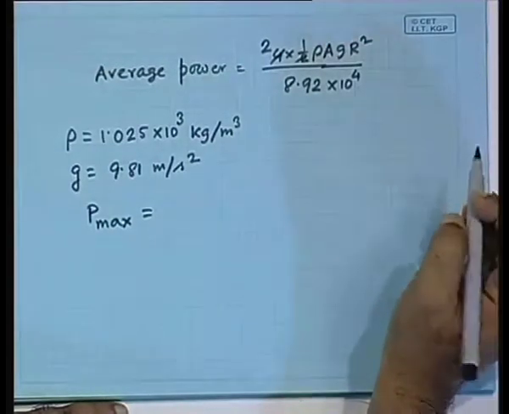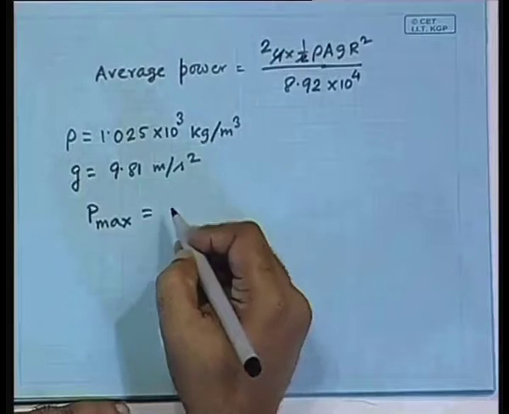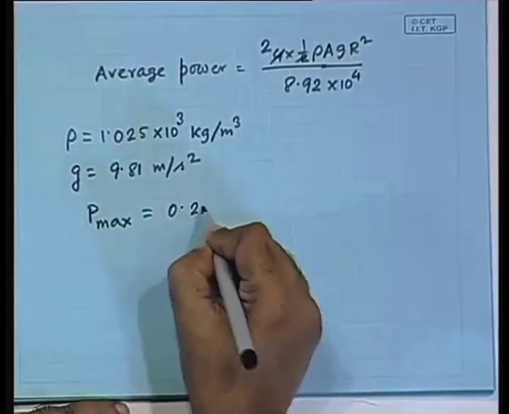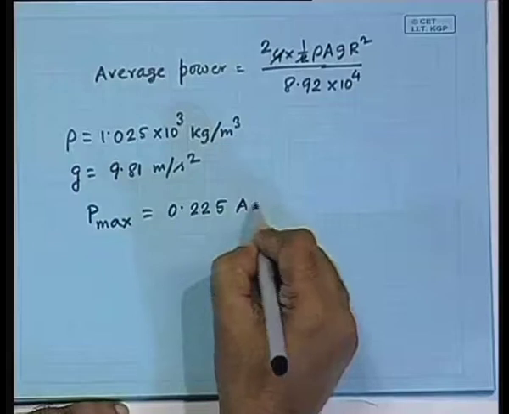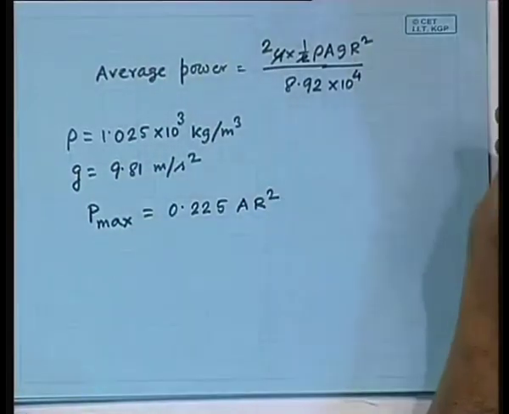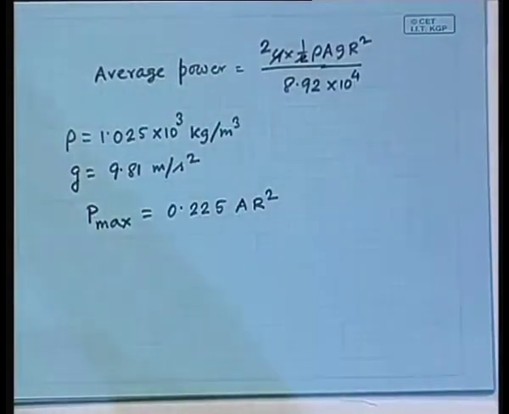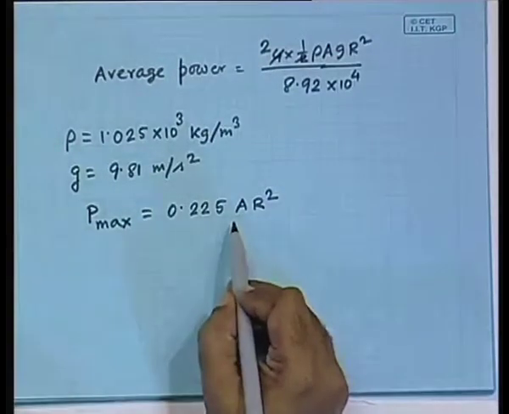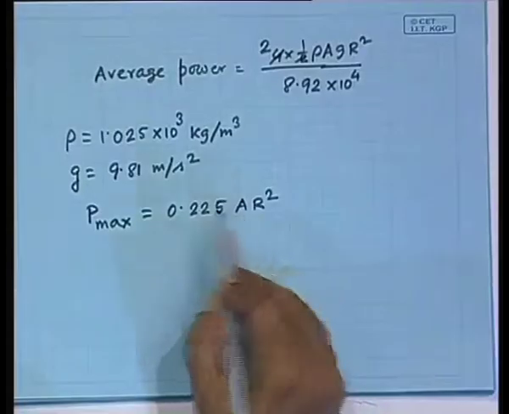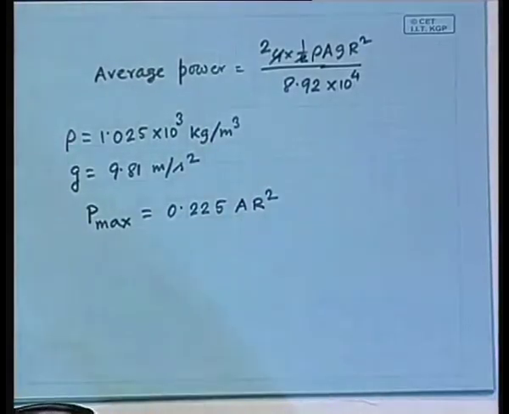No calculator? It comes actually to be 0.225 A r square. So, that is the maximum amount of energy that you can generate, and depending on the specificity of the site, you have the A and the R. So, given the A and R you can calculate, but that is the maximum. In reality, because of many of the non-idealities, you can normally generate not more than 1/4 of it.